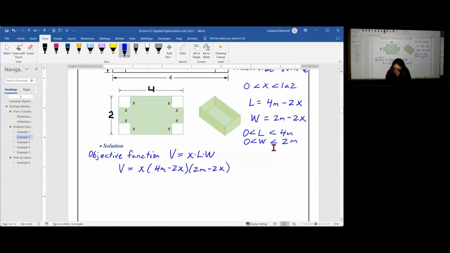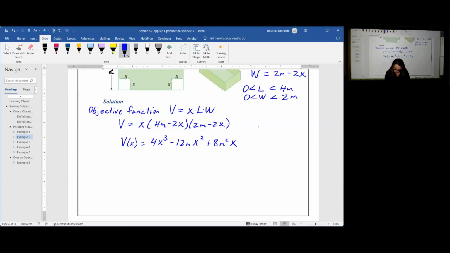When you multiply this out, you get that the volume as a function of the height x is 4x cubed, which would have cubic units, minus 12 meters x squared, which would also have cubic units, plus 8 meters squared times x, which again has cubic units. When the units work, you can feel more confident that you have it set up well. We've now got the objective function written in terms of one independent variable, so it's time to find the relative extrema.